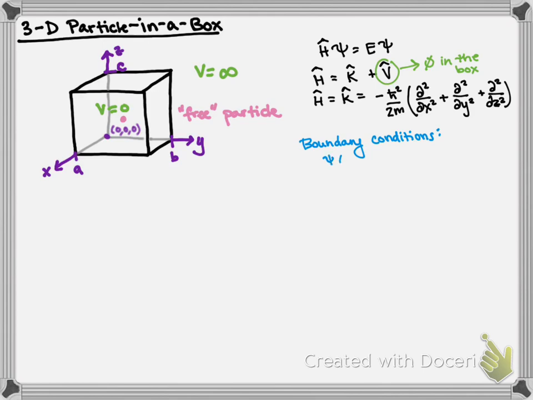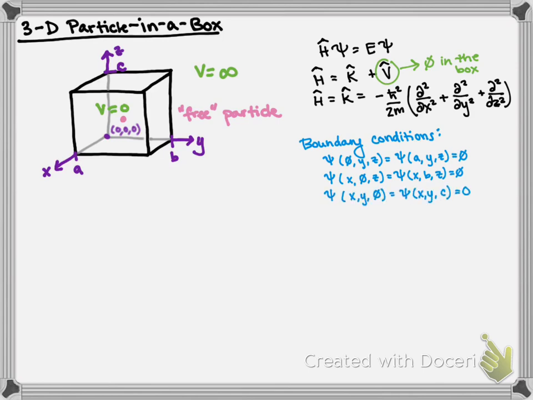We also can set up our boundary conditions for this particle in a box. They're going to look very similar to the one-dimensional. Let's start with the x dimension. We know that when x is 0 and when x is a, at any other y and z values, the wave function must go to 0 because now we've exited the box. We can do the same thing in the y direction and say whenever y is 0 or y is b, the wave function must go to 0. And in the z direction, whenever z is 0 or z equals c, the whole wave function must go to 0 because, again, these are the boundaries of the box.